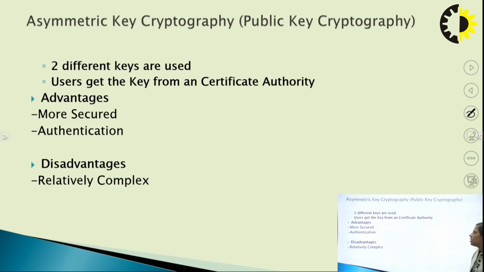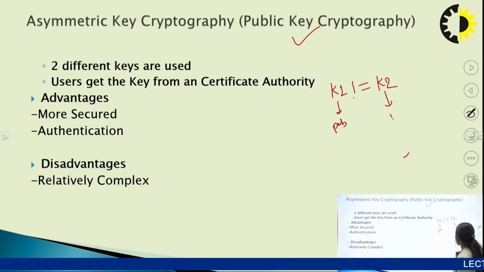Next is asymmetric key cryptography. As you know, in asymmetric key cryptography we are using two different keys, in which K1 is not equal to K2, meaning both keys are different. That's why we call it public key cryptography: if we use a public key, then it should be a private key. So we are using two different keys for encryption and decryption.